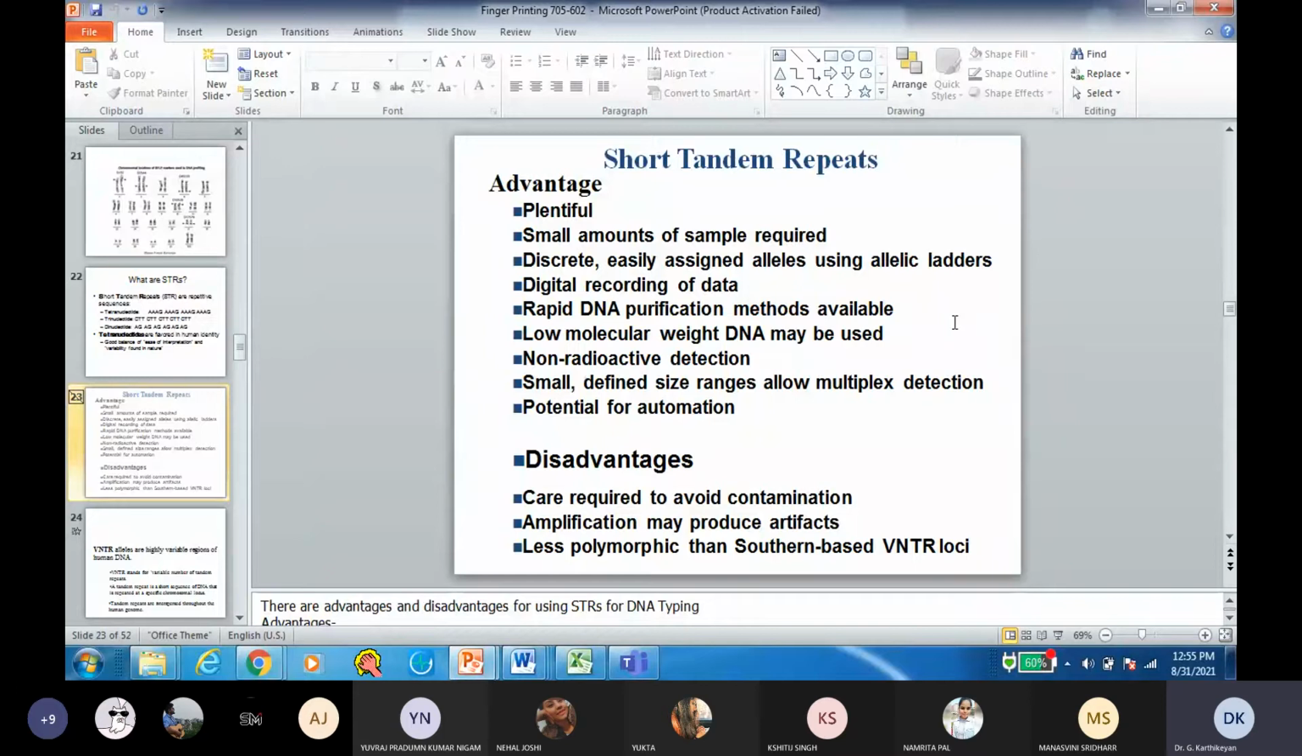What are the disadvantages? Because PCR is so powerful, we need to make sure to avoid contamination. Suppose at a crime scene, you would have seen people always use gloves. Whether it is crime scene, archaeology, or any of those things, people use gloves because if the person who is collecting the sample were to use ungloved hands, their own cells can contaminate, and they may have false results. Amplification can produce artifacts, but these days this is minimal. These are generally less polymorphic than Southern based VNTR. We'll come back to Southern blots a little later, but these are disadvantages that we have turned into advantages. So not really much in terms of a disadvantage.